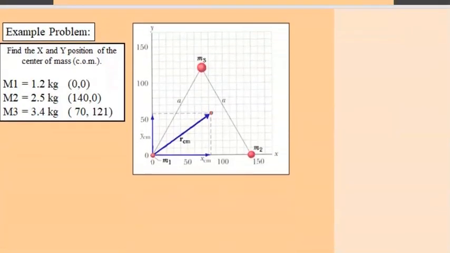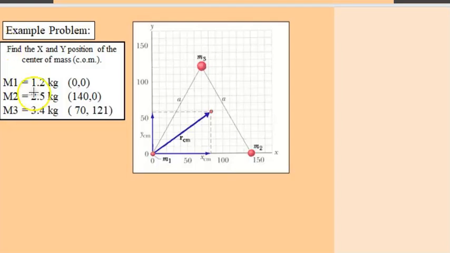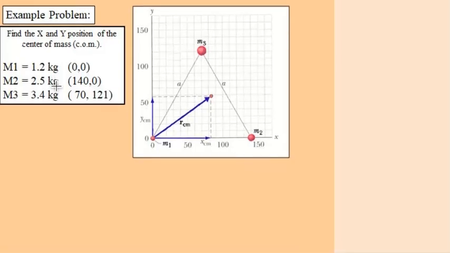All right, so here is the information. You have 3 blobs of mass. You are told how much mass each object is. Again, these could represent the nuclei of a molecule.